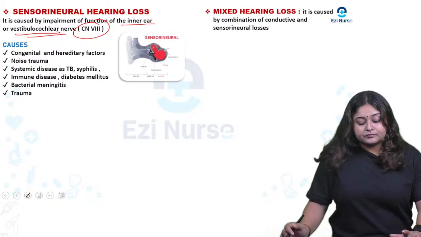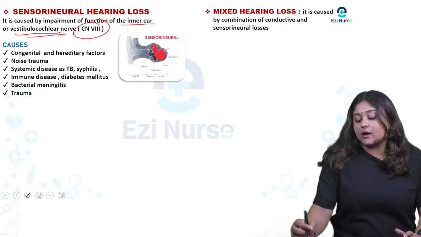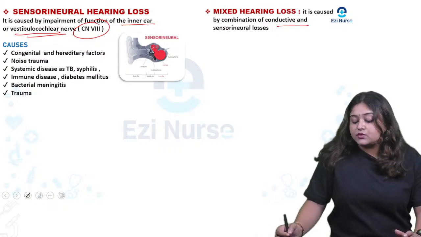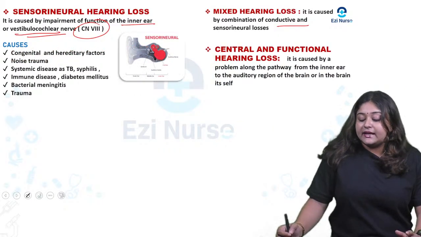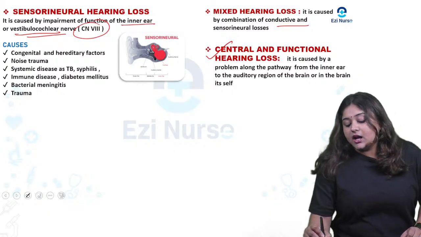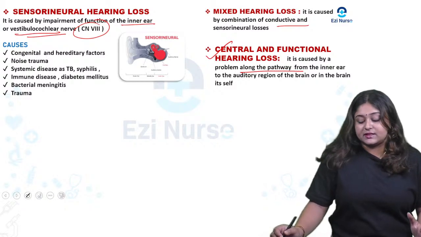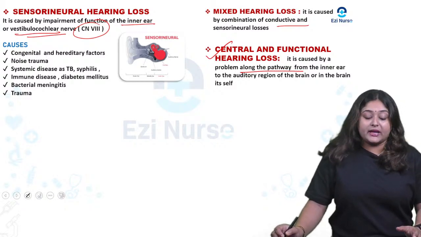Next is mixed hearing loss. This is caused by a combination of conductive as well as sensorineural causes. Next is central and functional hearing loss. It is mainly caused by a problem along the pathway from the inner ear to the auditory region of the brain, or in the brain itself.